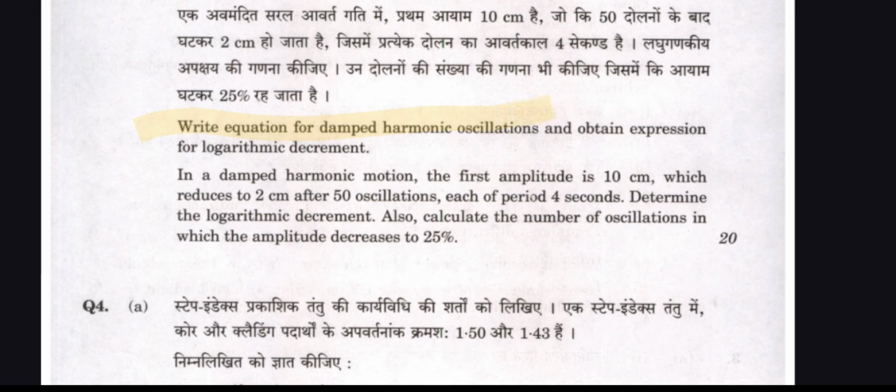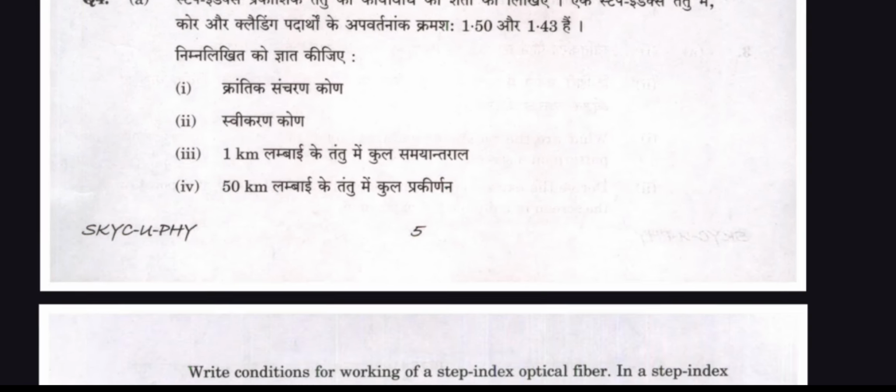Write the equation for a damped harmonic oscillator. Obtain the expression for logarithmic decrement in damped harmonic motion. The first amplitude is 10 cm, which reduced to 2 cm after 15 oscillations each of period 4 seconds. Determine the logarithmic decrement. Also calculate the number of oscillations in which the amplitude decreased to 25%. And question number 4 is here.